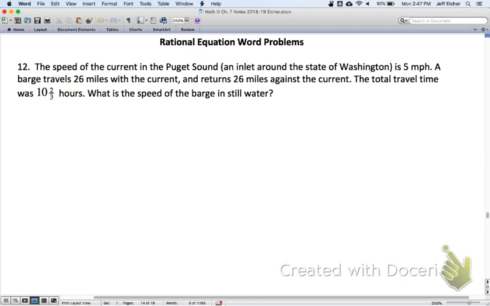The speed of the current in the Puget Sound, which is an inlet around the state of Washington on the Pacific coast, is 5 miles per hour. A barge travels 26 miles with the current, returns 26 miles against the current. The total travel time was 10 2/3 hours, so 10 hours and 40 minutes. What is the speed of the barge in still water?